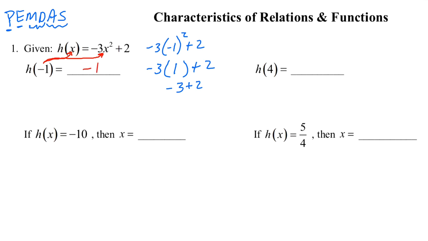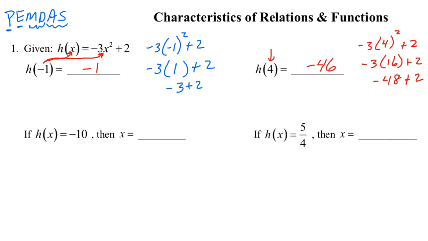And you can do the same thing with this 4. Okay, so that would give you negative 3 times 4 squared plus 2, which is negative 3 times 16. That's negative 48 plus 2, because you do multiplication before addition. And then negative 48 plus 2 is negative 46.